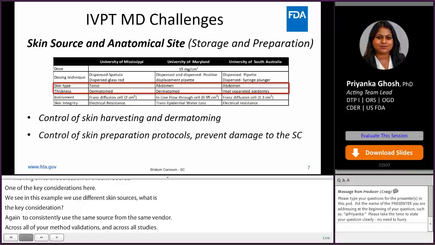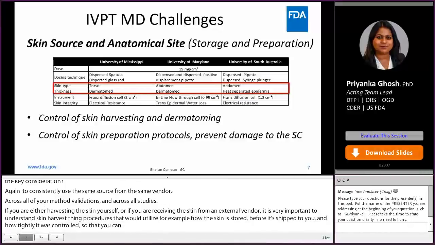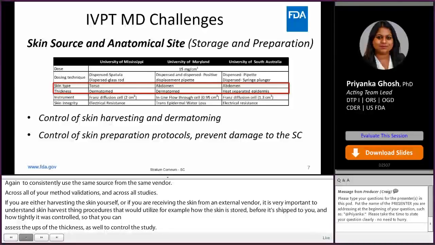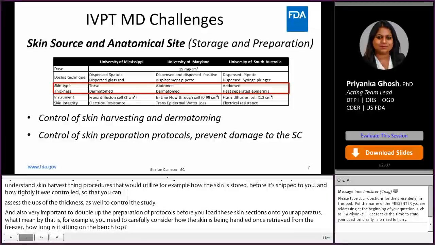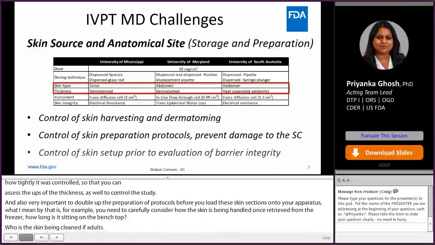It is also very important to develop skin preparation protocols before you load these skin sections onto your IVPT apparatus. And what I mean by that is, say, for example, you need to carefully consider how the skin is being handled once it's retrieved from the freezer. How long is it sitting on the bench top for thawing? How is the skin being cleaved, if at all? And very importantly, prevent any damage to the stratum corneum barrier as you are preparing the skin to load them onto your IVPT apparatus. And the last key consideration is, of course, you have to assess barrier integrity before you utilize any of these skin sections for an IVPT study in a given cell.